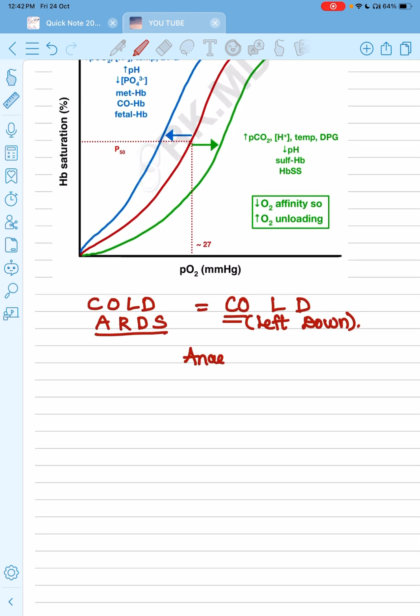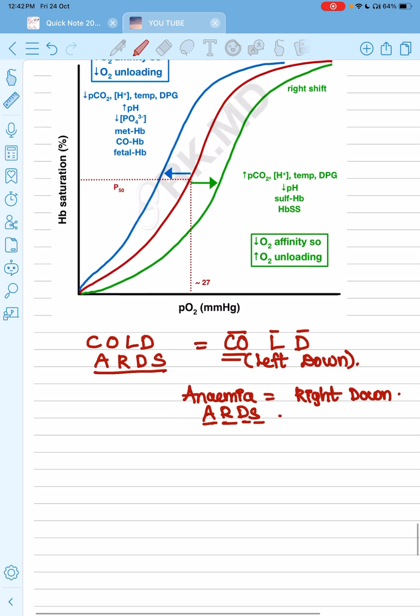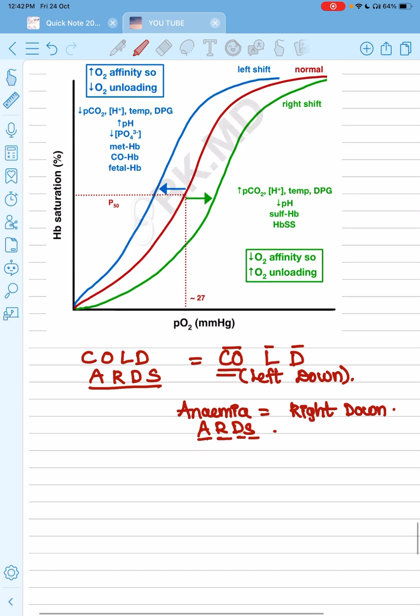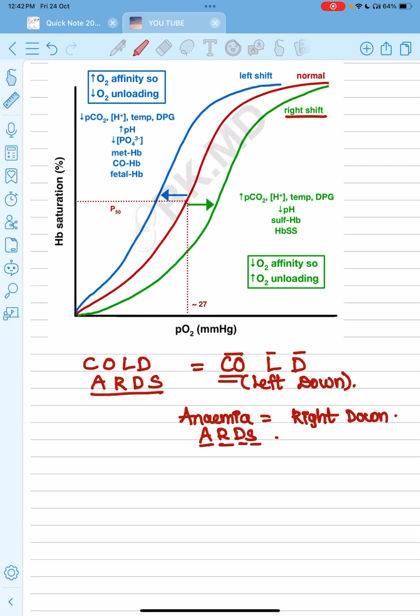This is anemia. In anemia, the oxyhemoglobin dissociation curve shifts to right and down, right and downshift. That is ARDS. Carbon monoxide, left and downward shift. Anemia, right and downward shift. And in the normal parameters, to say which causes rightward shift and which causes leftward shift.